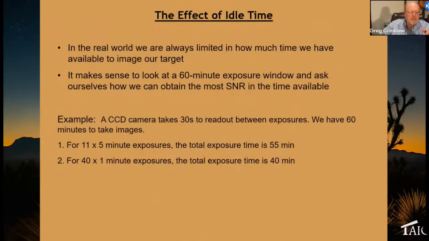Idle time is the time that you're not imaging because you're dithering or you have a long readout time. Just an example here: we've got an old CCD camera that takes 30 seconds to read out between exposures. And we've got 60 minutes to take our images, and then we have to be done for the night. Well, we could take 11 5-minute exposures, and the total time spent exposing is 55 minutes, or we can take 41-minute exposures, and the total time exposing is 40 minutes.